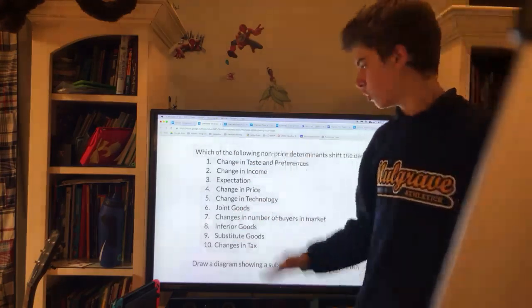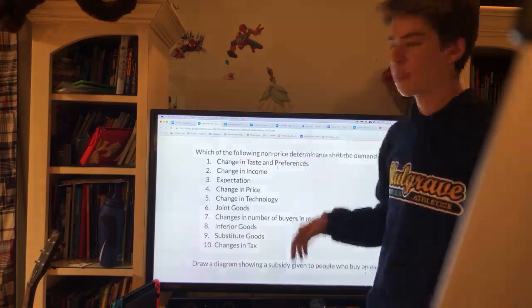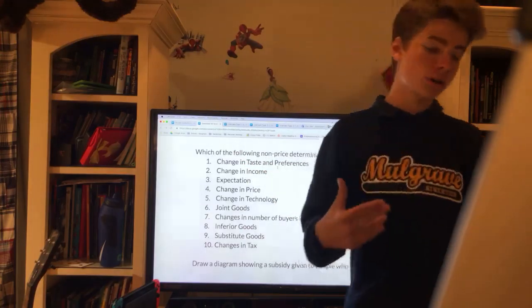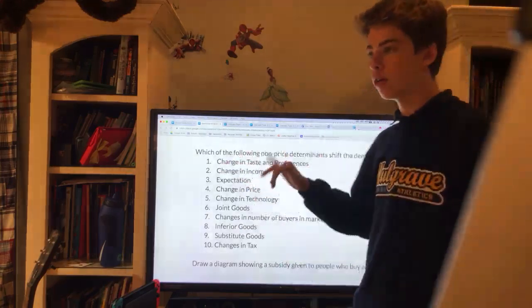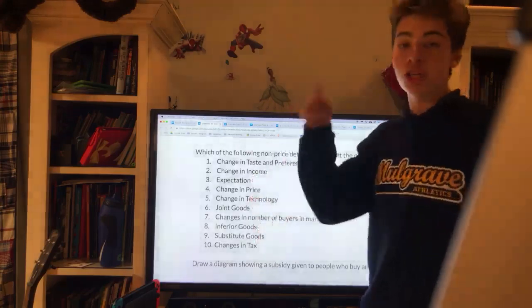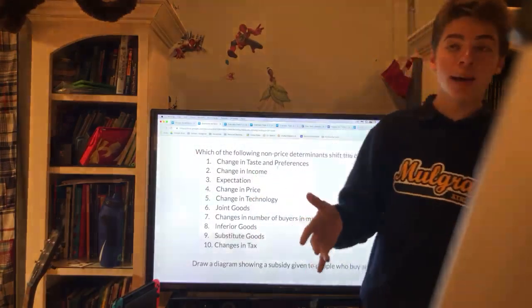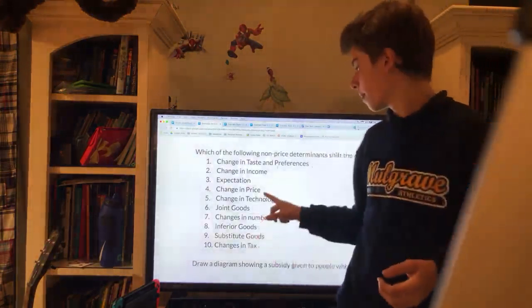Yeah, it won't shift it. Only non-price determinants shift the curve. So changes in taste and preferences would shift the demand curve, as more people want or don't want to buy a specific thing. Changes in income, people can buy a specific thing, that will change the demand. Expectation will change both the supply and demand curve. If people expect specific things to happen, they would buy things accordingly.